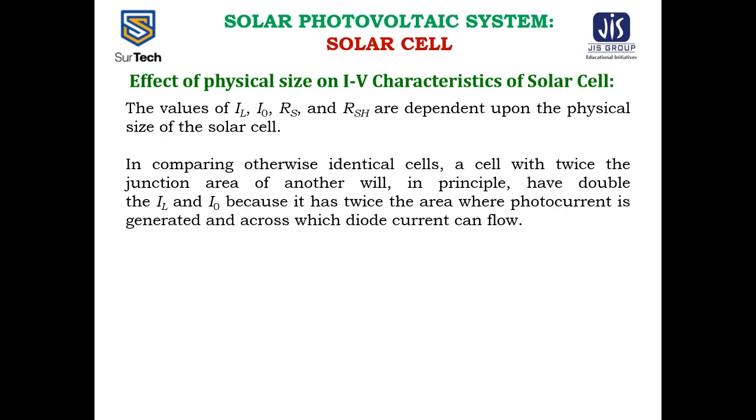It will also have half the RS, the series resistance, related to the vertical current flow. However, for large area silicon solar cells, the scaling of the series resistance encountered by the lateral current flow is not easily predictable since it will depend crucially on the grid design.